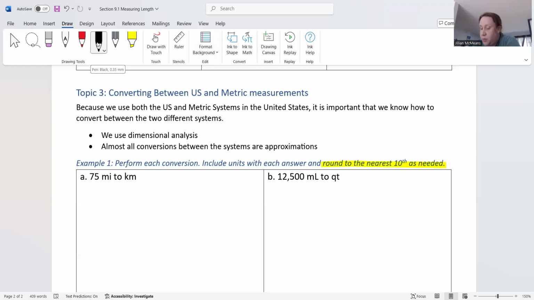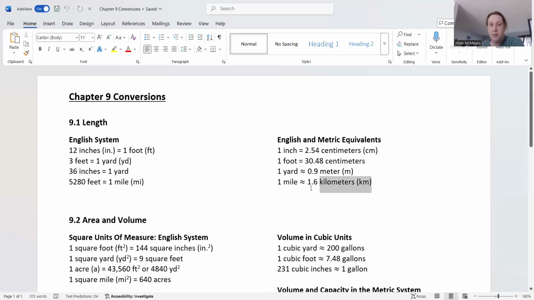All right, so first up we have 75 miles. We want to convert it to kilometers. So let's go over to our conversion sheet. We're looking for length, something between US, miles, metric, kilometers. And we have right here, 1 mile is approximately 1.6 kilometers. So that's what we need to remember. 1 mile is approximately 1.6 kilometers.